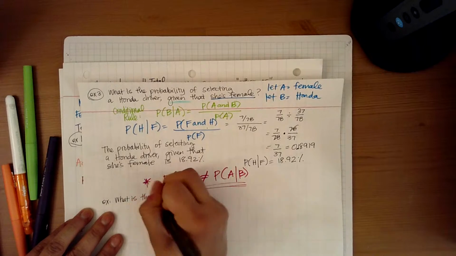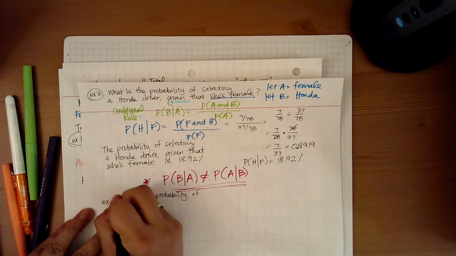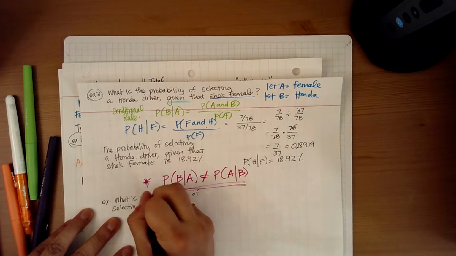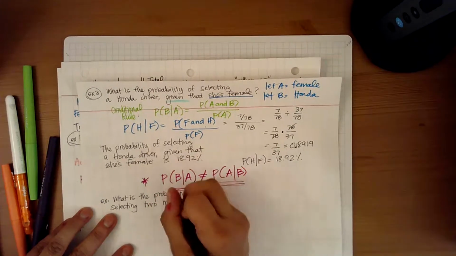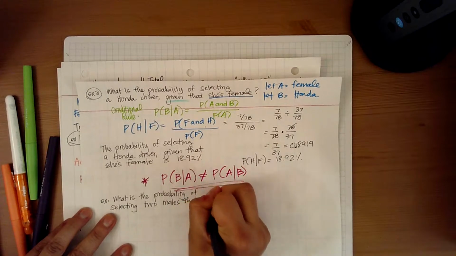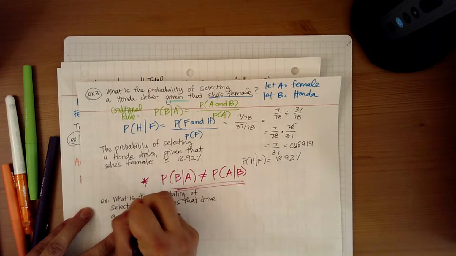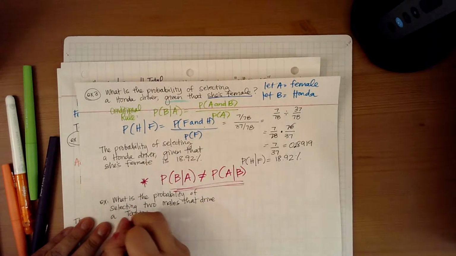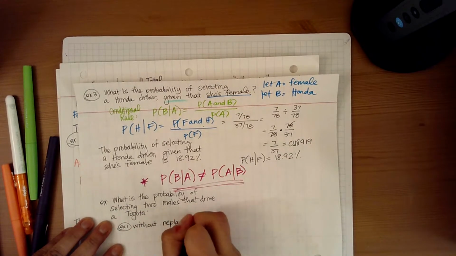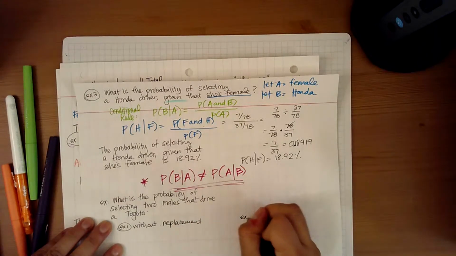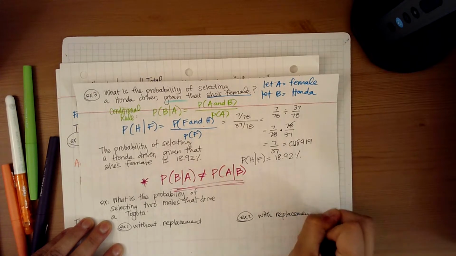What is the probability of selecting two males that drive a Toyota? Okay. And my first example is going to say without replacement. And my second example is going to say with replacement or replacement allowed. Okay.